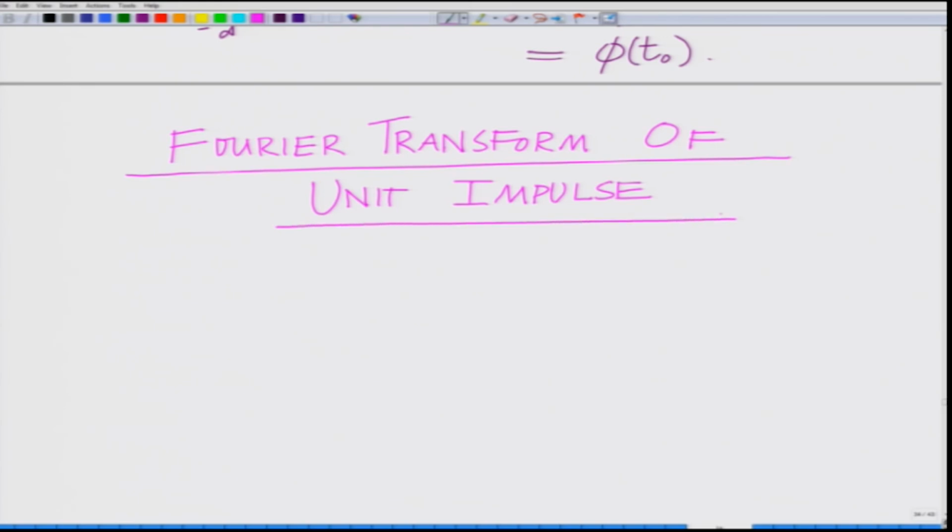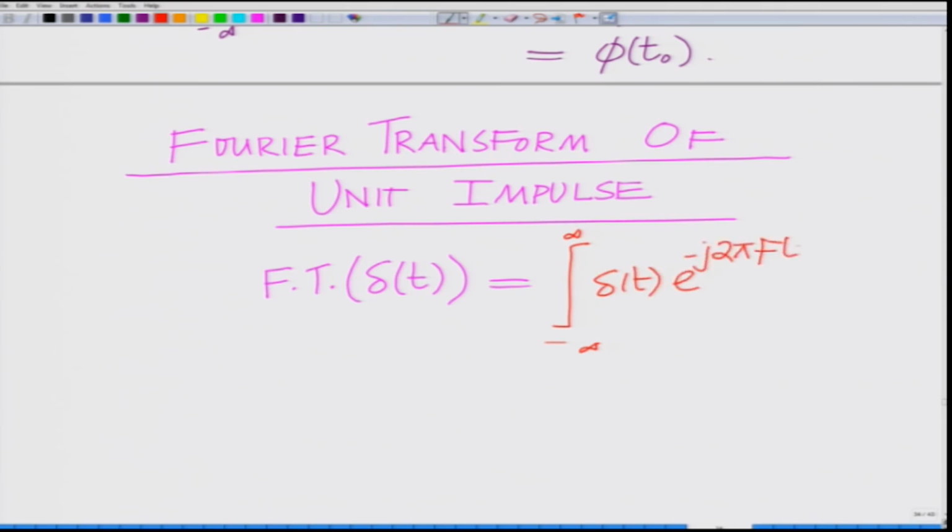Now, the Fourier transform of the unit impulse is easy to evaluate. The Fourier transform of delta t is the integral from minus infinity to infinity of delta t e to the power of minus j 2 pi f t dt. This is the standard expression for the Fourier transform.